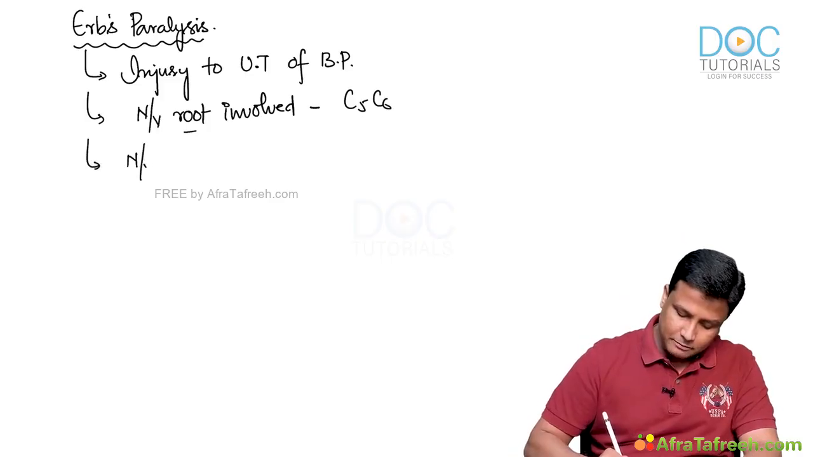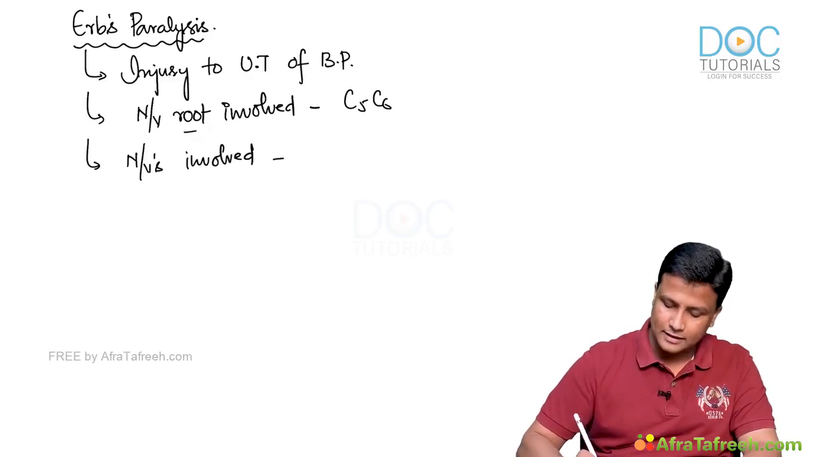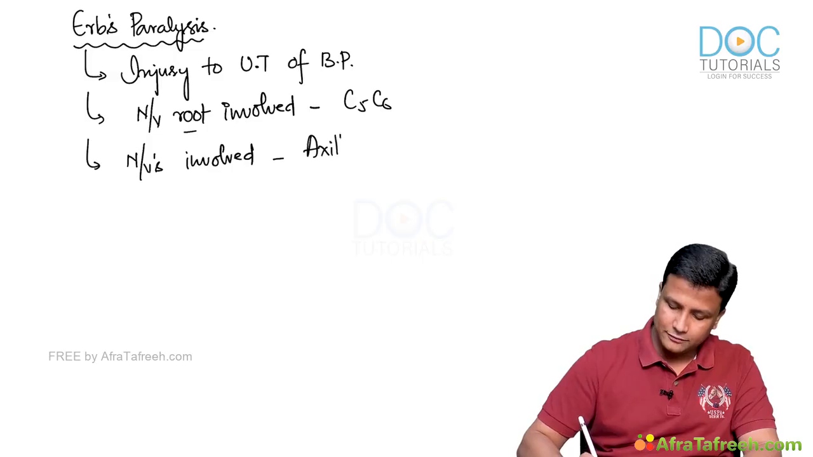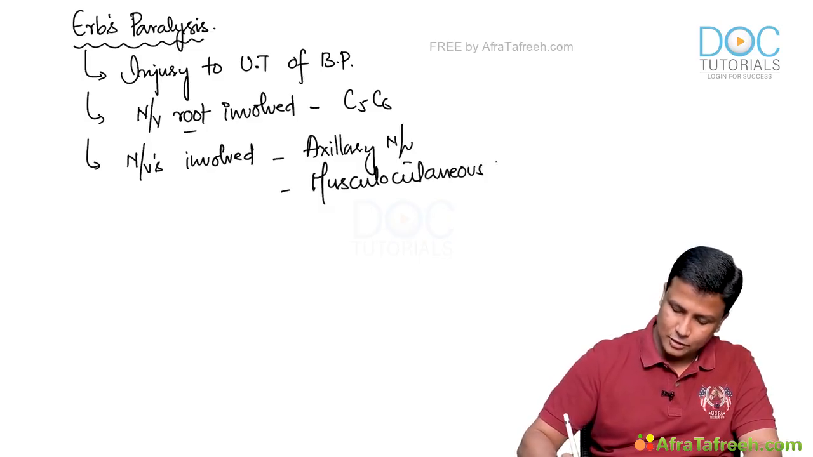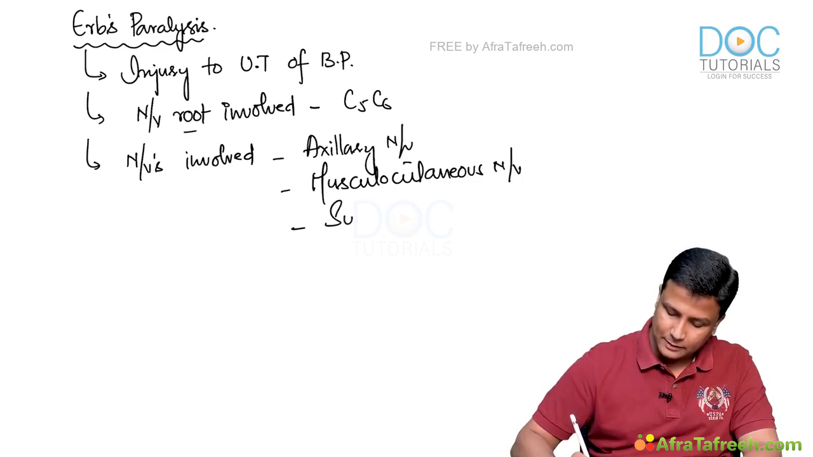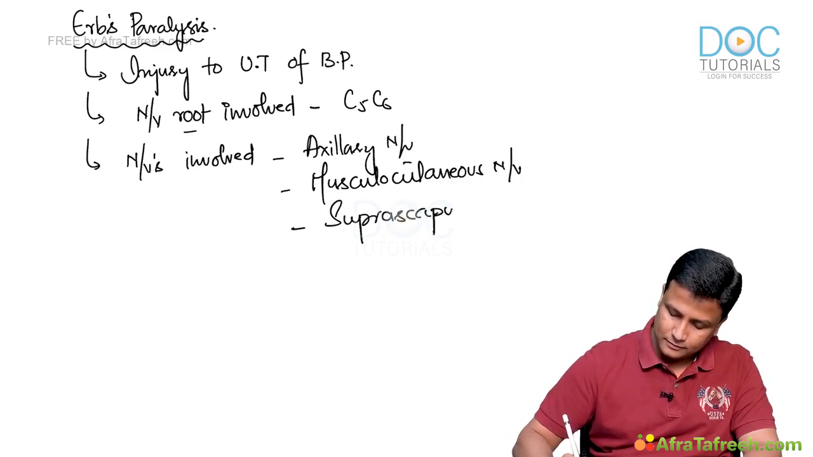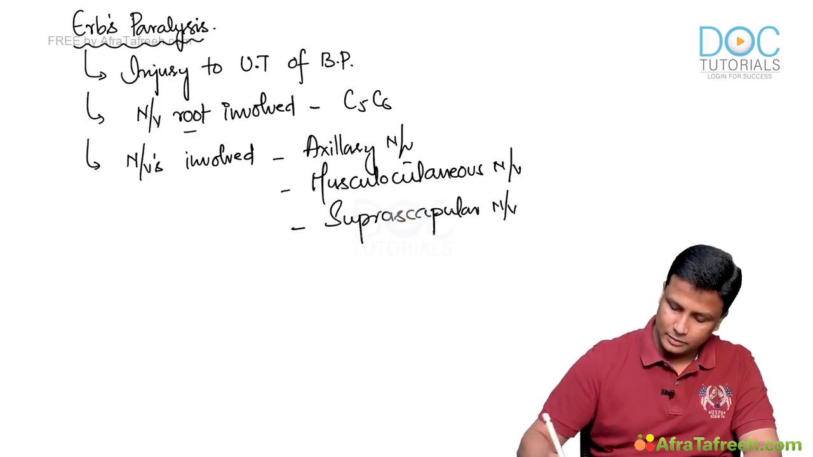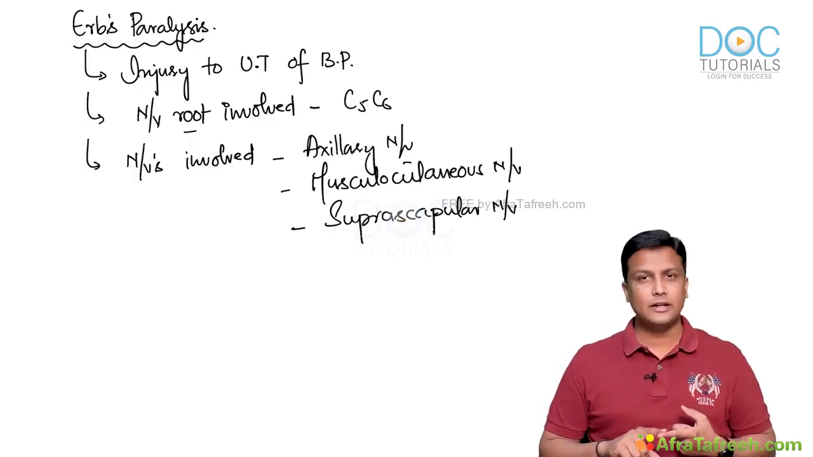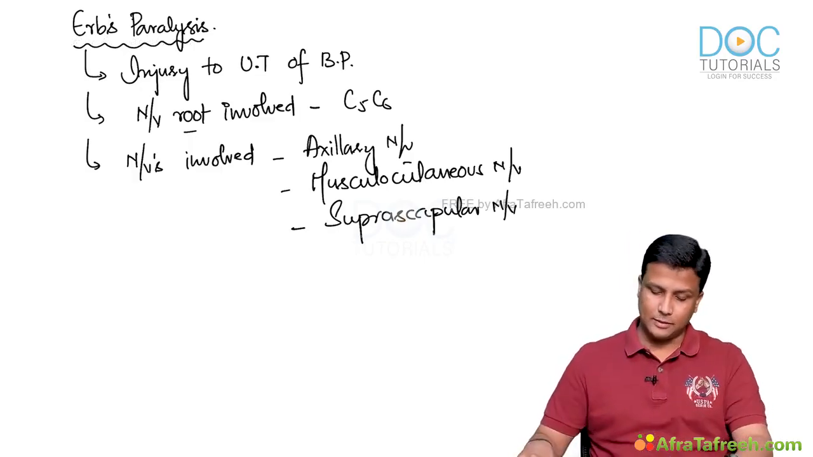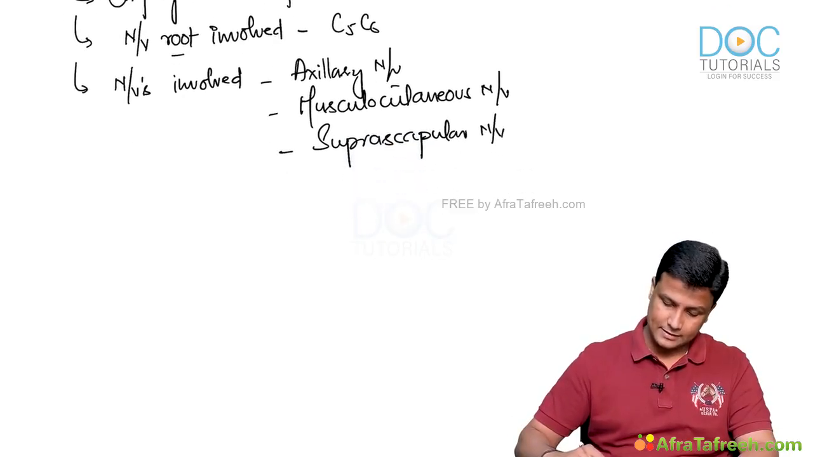Then which nerves are mainly involved here, guys? Which nerves are mainly involved in Erb's paralysis? Number 1, axillary nerve. Number 2, musculocutaneous nerve. And number 3, the suprascapular nerve. So these are the 3 nerves that you have to remember, which are mainly involved in Erb's paralysis, guys. I repeat again: axillary nerve, musculocutaneous nerve and suprascapular nerve.